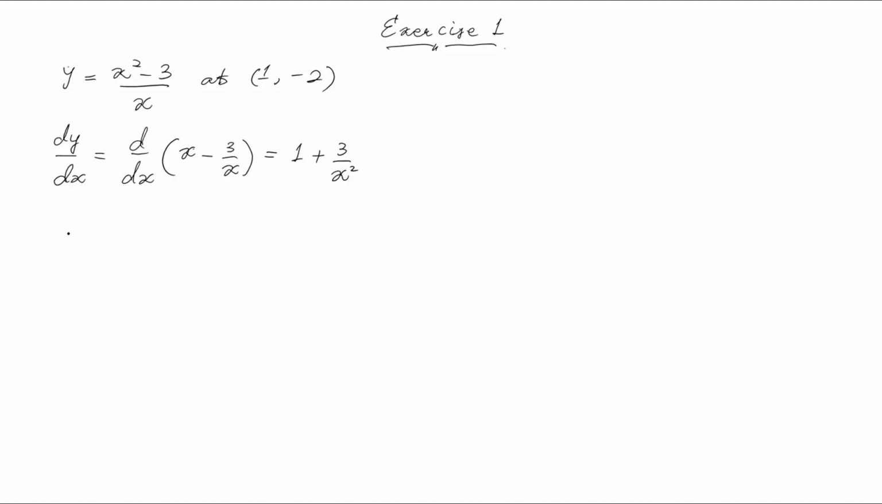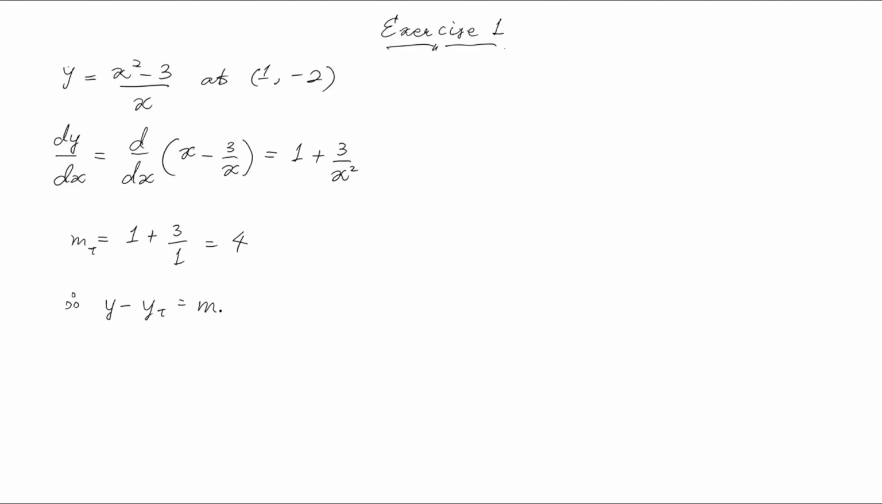Okay, now that we have dy/dx, finding your m can be simply done by substituting your x, which is 1 over here, into this function for the gradient of the tangent line. So this one is like this, and then this is easily 4, and the equation of the tangent of this curve at the given point will be y minus y_t equals m_t times (x minus x_t).